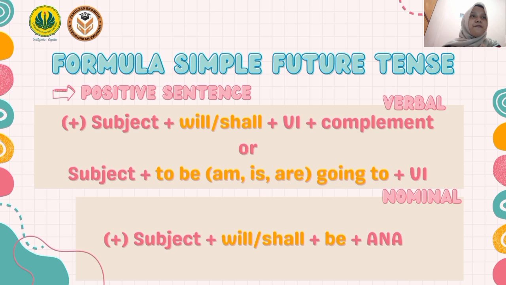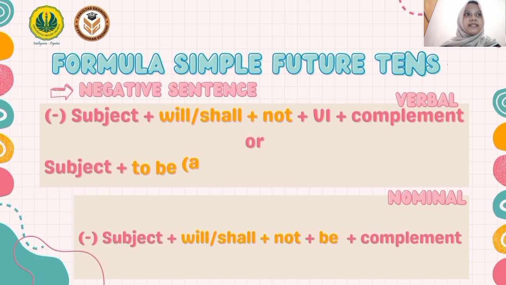Formula of simple future tense. For the positive sentence, it is divided into two: verbal sentence and nominal sentence. For the verbal sentence, there is subject plus auxiliary verb. We use will or shall plus verb 1 plus complement, or subject plus to be plus going to. So to be and going to can be used as an alternative, plus verb 1 and complement. For the nominal sentence, it is subject plus auxiliary verb. There is will or shall plus be plus ana. Ana is adjective, noun, and adverb.